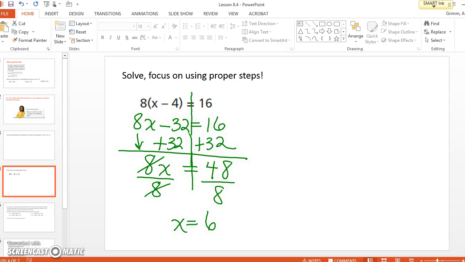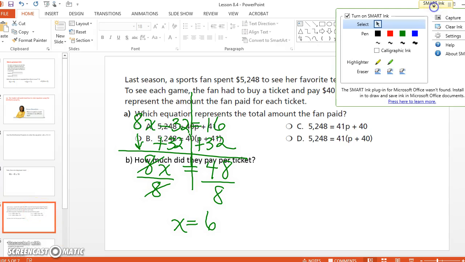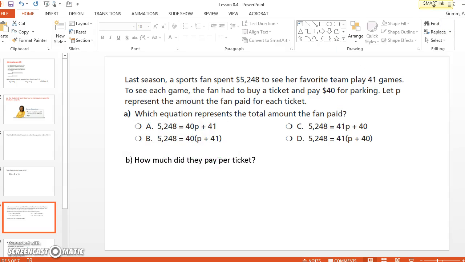Alright, let's look at some word problems with this, because this is where it gets tricky. What I like about digits is sometimes they give you multiple choice, and especially when you're first learning how to write equations, I think it's really helpful to see choices to help you pick that out.